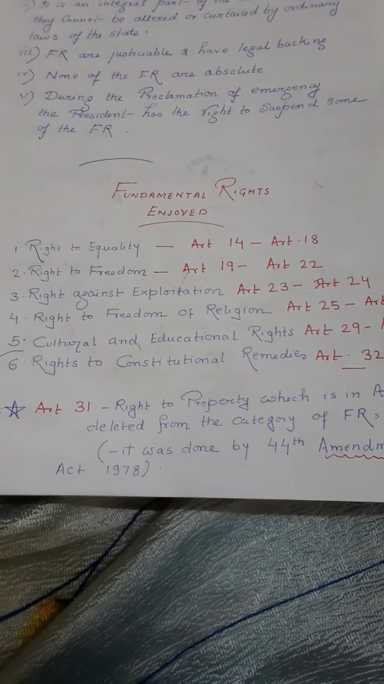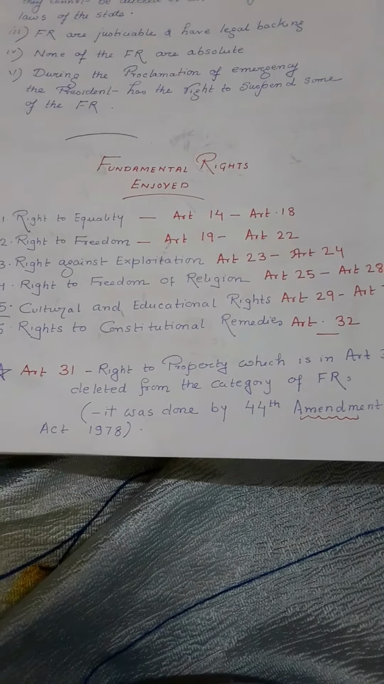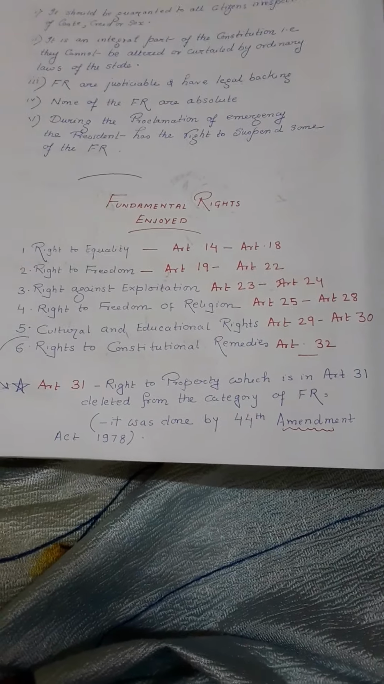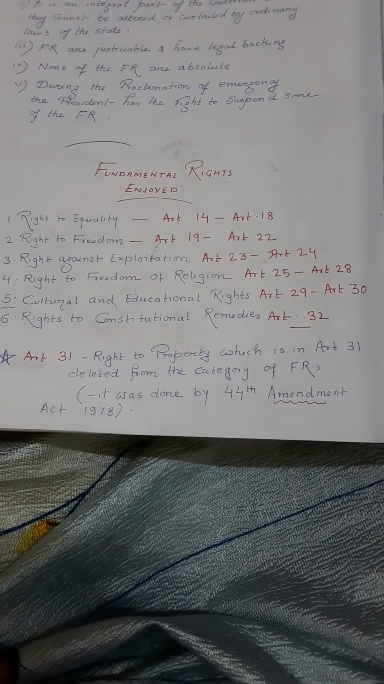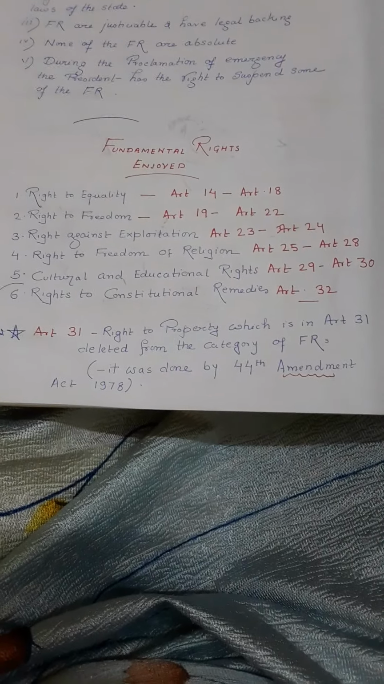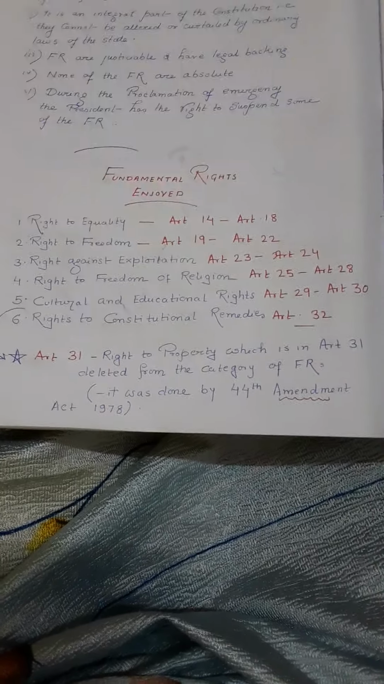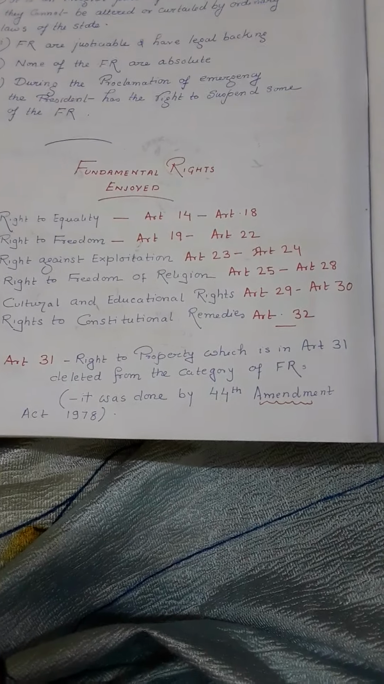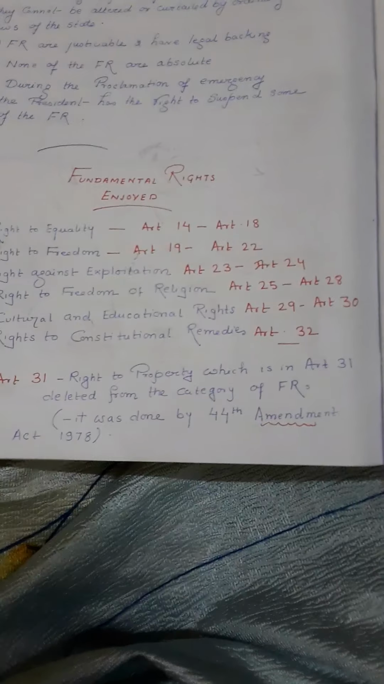Now, in India, we generally enjoy six types of fundamental rights. First one is right to equality, which is from Article 14 to 18. Then right to freedom, Article 19 to 22. Right against exploitation, Article 23 and 24. Right to freedom of religion, Article 25 to 28. Then cultural and educational rights, Article 29 to 30. And then sixth is right to constitutional remedies, that is Article 32. Now Article 31 included the right to property. Before it was a fundamental right, now it is just a legal right. Under the 44th Amendment Act, it has been changed to just a legal right.